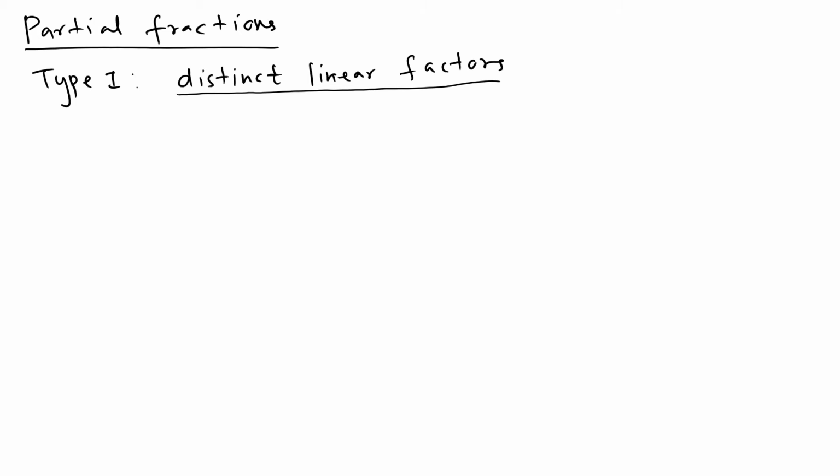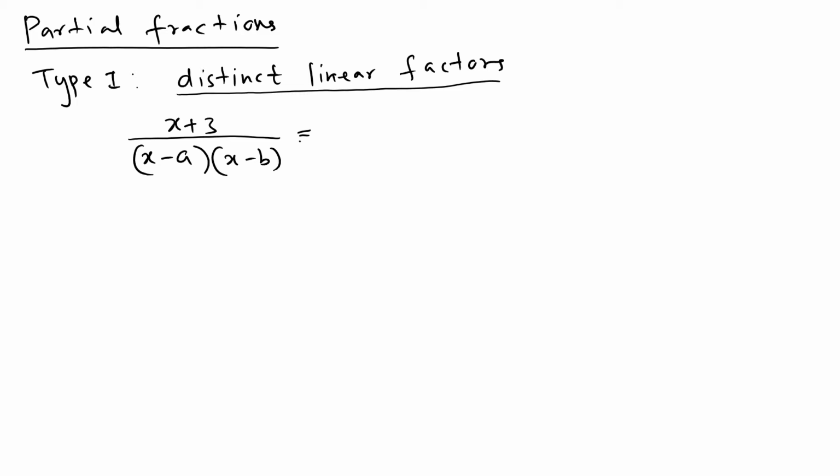So a type 1 problem looks like this. We have x plus 3. You have two distinct linear factors, so x minus a, x minus b. That's the kind of situation we have. You have something on the numerator which is degree less than the denominator. The degree of the denominator is 2, because you have two linear factors. So that's the kind of situation we're looking at.